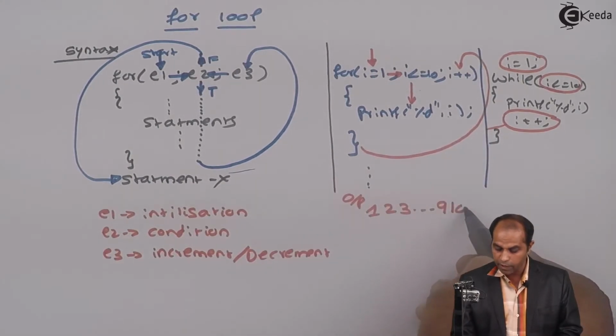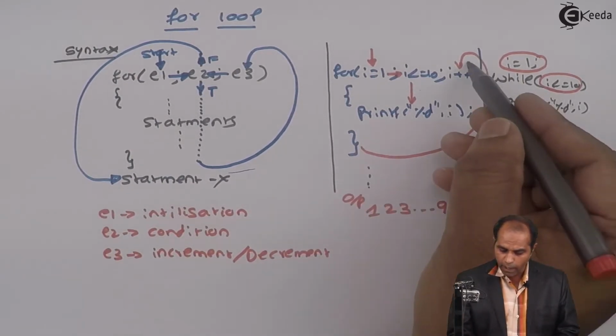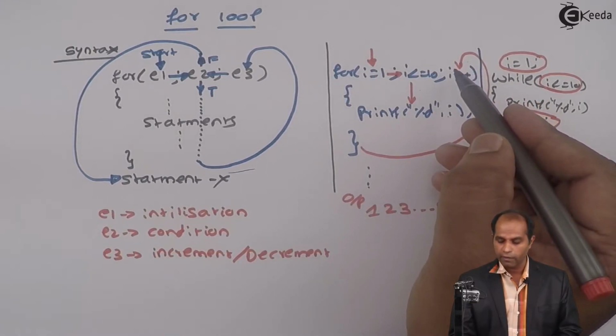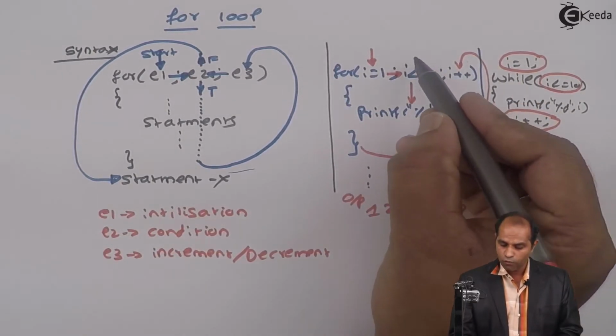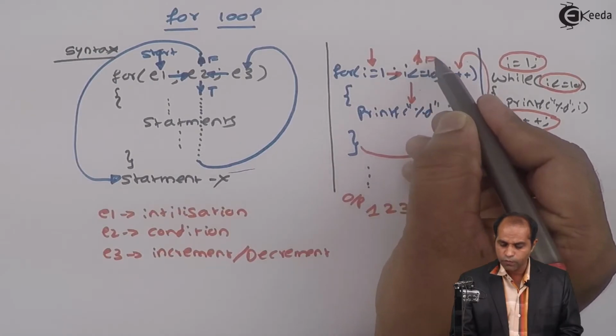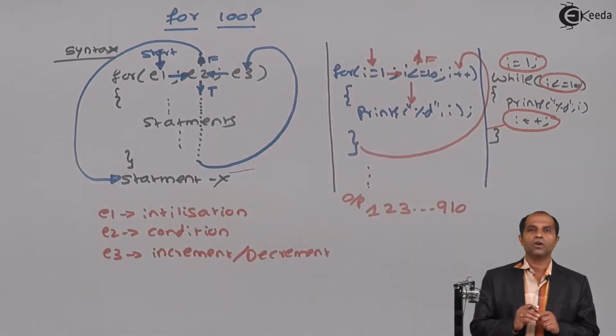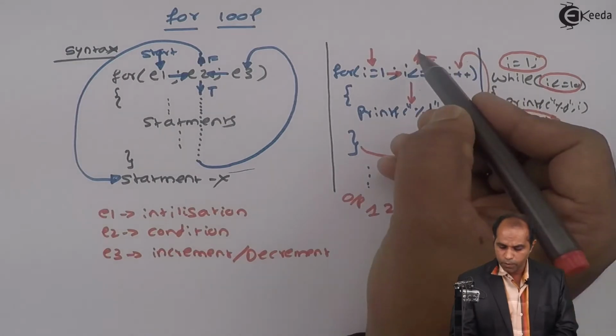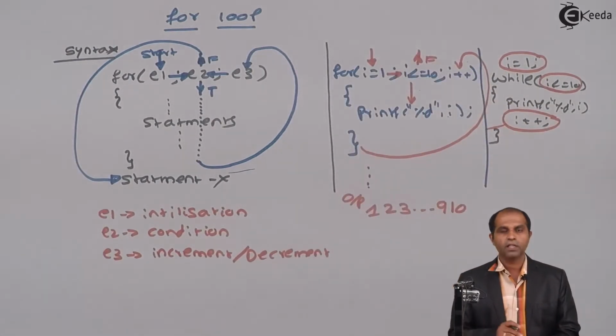That is print 10. Now, check this. When you go back, i becomes 11. 11 less than or equal to 10? False. If this is false, we're going to quit this particular operation. So we're going to end this operation and then continue with the rest of the code.